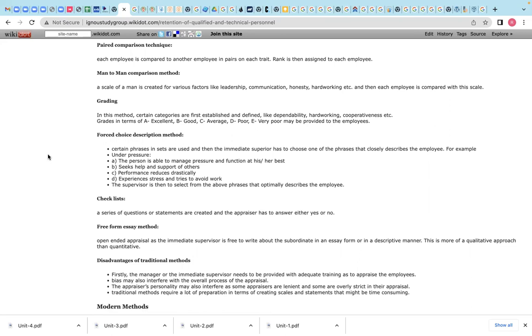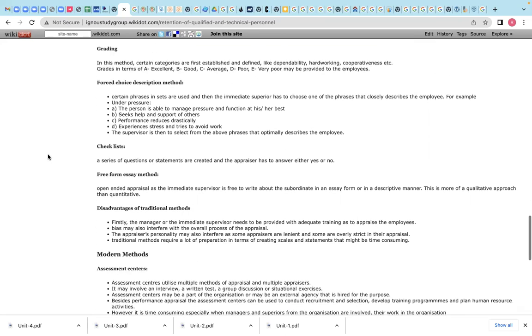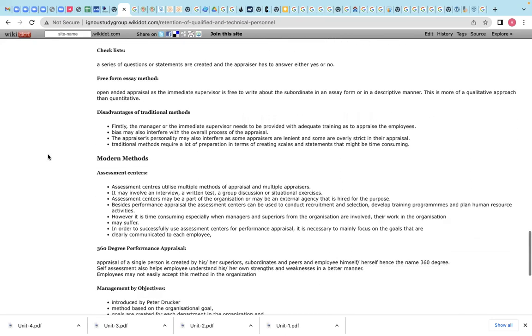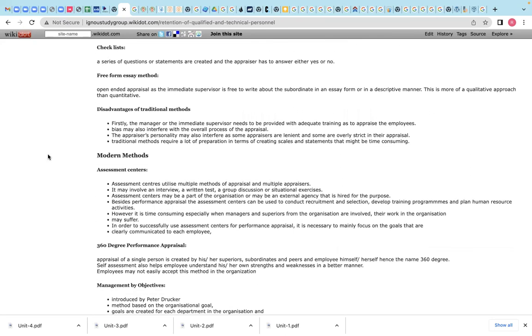Some of the disadvantages of the traditional method: it generally takes a lot of time. It also has a lot of bias involved, because the manager is the one who is going to do all these things. So he might put in his own perspective or bias. And there could be some leniency as well, to some extent. I think the bias is the one which could be interfering with that.